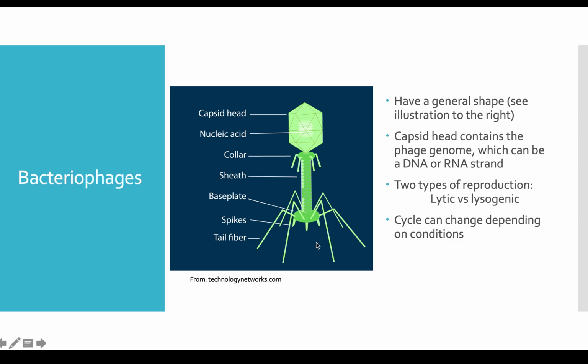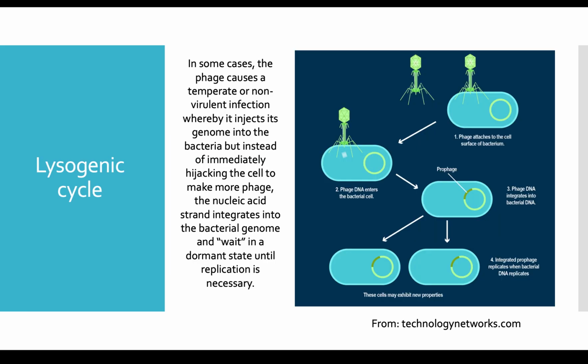Now, there are two different types of reproduction when we talk about phages taking over bacterial cells. There's either a lytic cycle or a lysogenic cycle, and these are the two processes whereby viruses reproduce themselves within cells, so in bacteria. So let's talk about each of those.